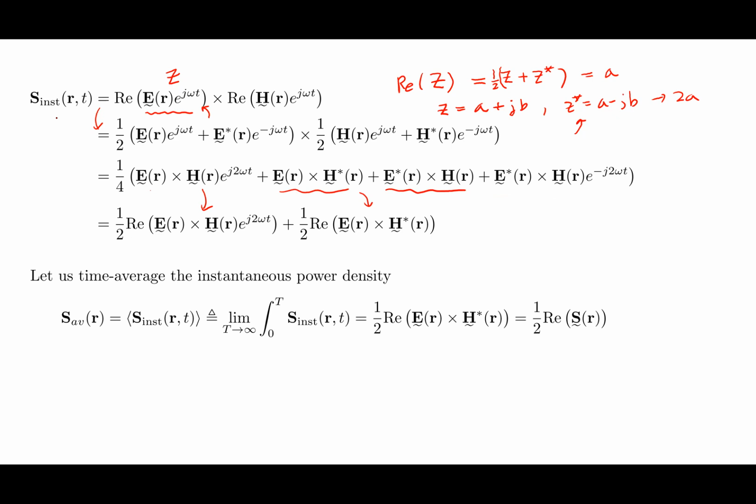And then what we do next is to time average this instantaneous power density. Actually, the time average is defined in this way. For an arbitrary time signal, we can integrate it from 0 to capital T. Capital T may be 1 over omega, just the period of the time harmonic signal.